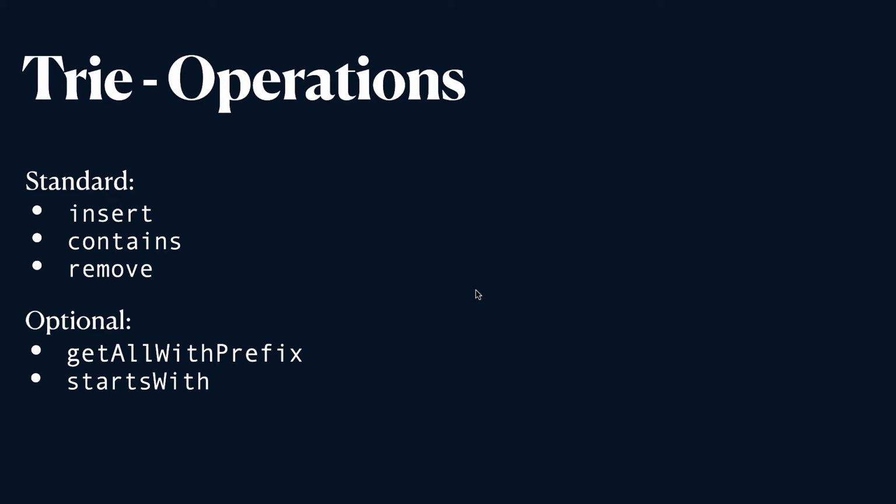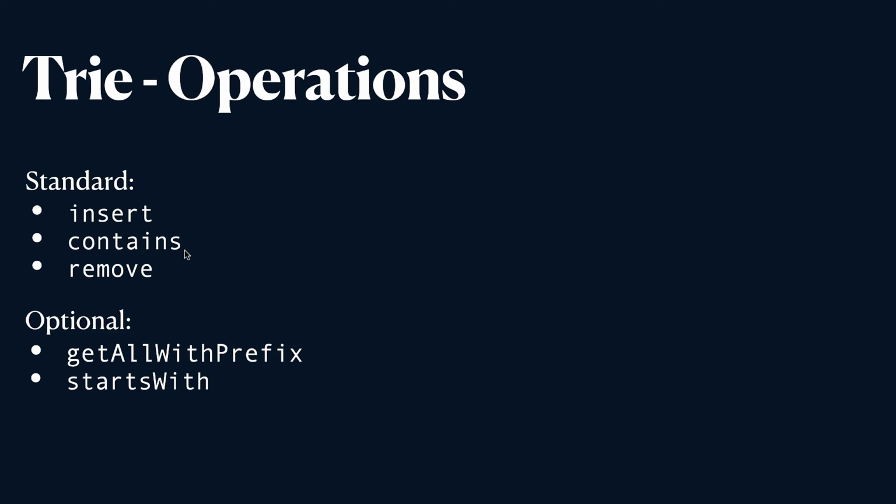There are multiple operations with trie. There are some of them. Standard insert that we already did, contains, which is similar to insert. We just go through a given word, letter by letter, and we check if there are such nodes in the tree or in the trie. Remove, if you want to remove a word, and there are some optional things that may be crucial for your use case. For example, if you want autocomplete, you'll probably need get all with prefix.